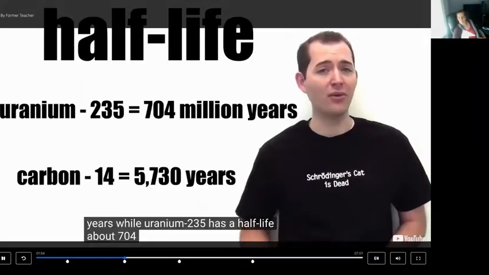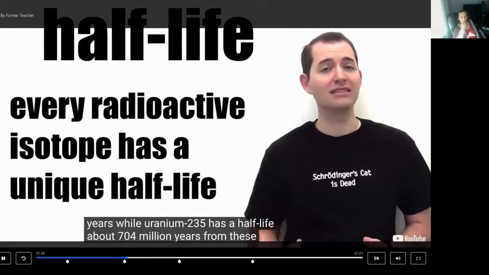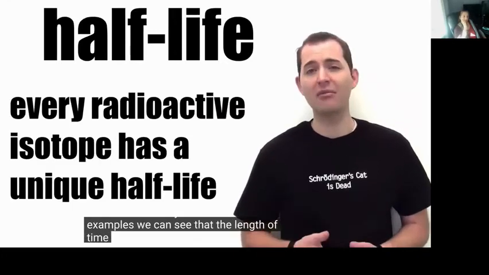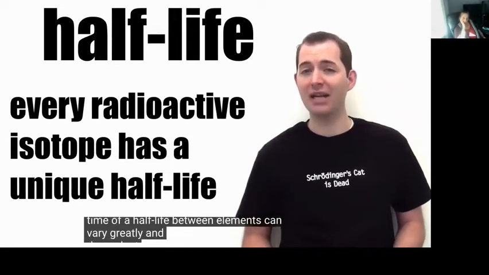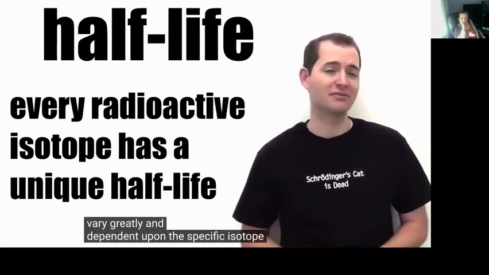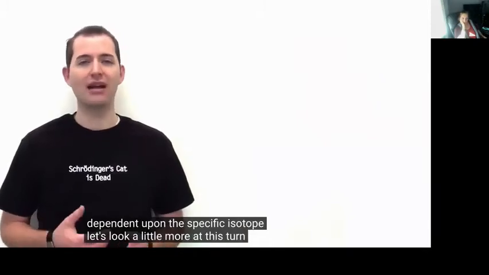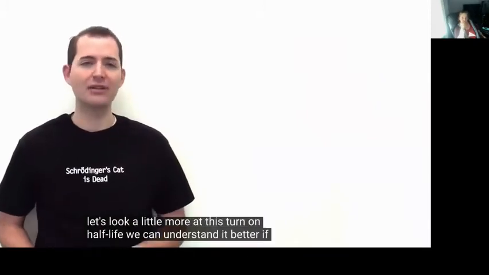About 704 million years. From these examples, we can see that the length of time of a half-life between elements can vary greatly, and it is dependent upon the specific isotope. Let's look a little more at this term half-life. We can understand it better if we look at a graph.